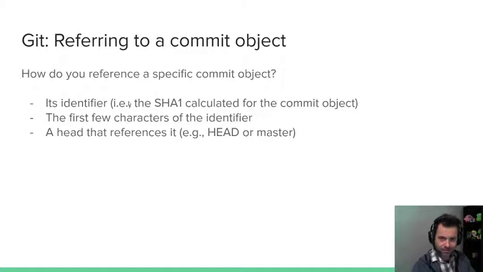You could reference it by tag name. You could reference it by anything that will uniquely identify it. I could have just copy and pasted the whole thing, but Git will attempt to figure out which commit ID you're looking for, as long as it's unique.